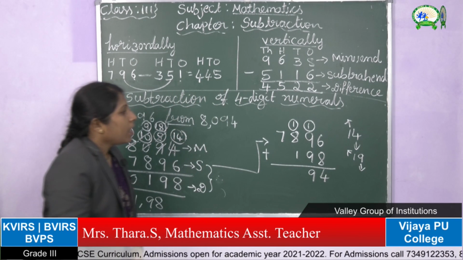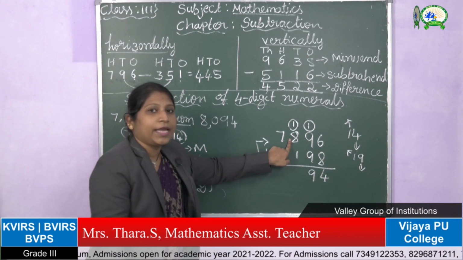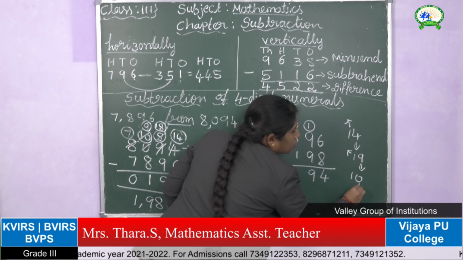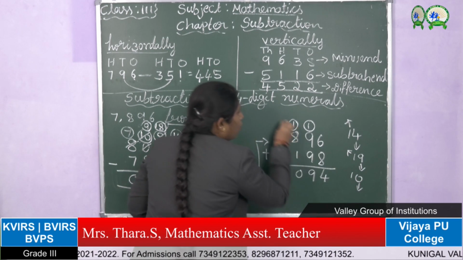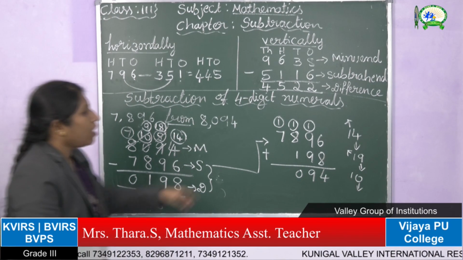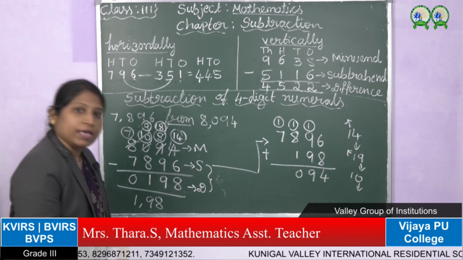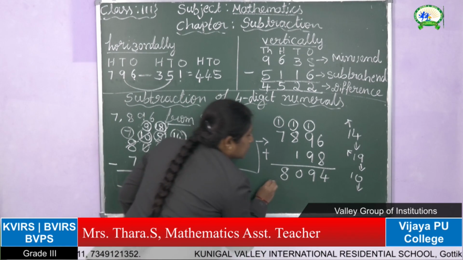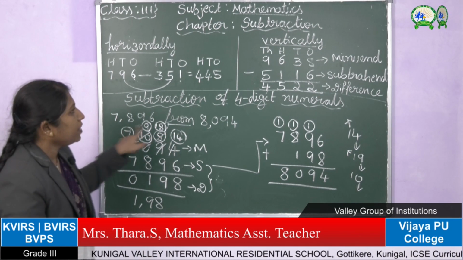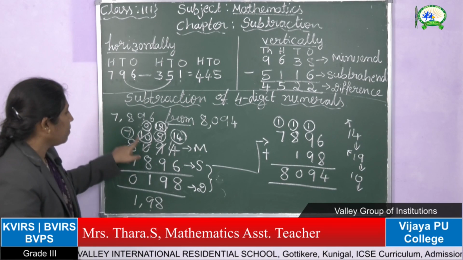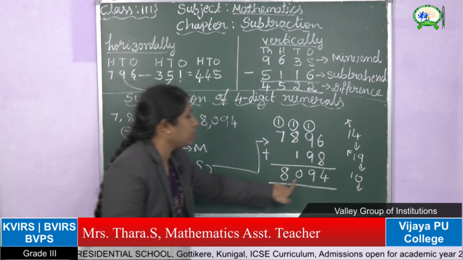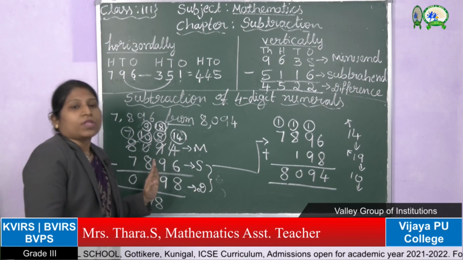Okay. And then add 1 plus 8, 9. 9 plus 1, 10. 10 we got now. So write down 0 here and take 1 as a carry over to the next place. And then now add 1 plus 7 is 8. Now check what will be the minuend. So this one is the minuend. See here: 8094. We got it.